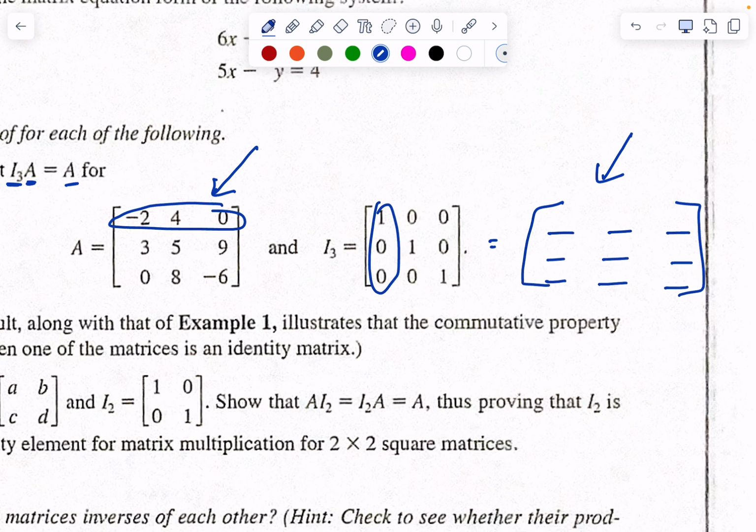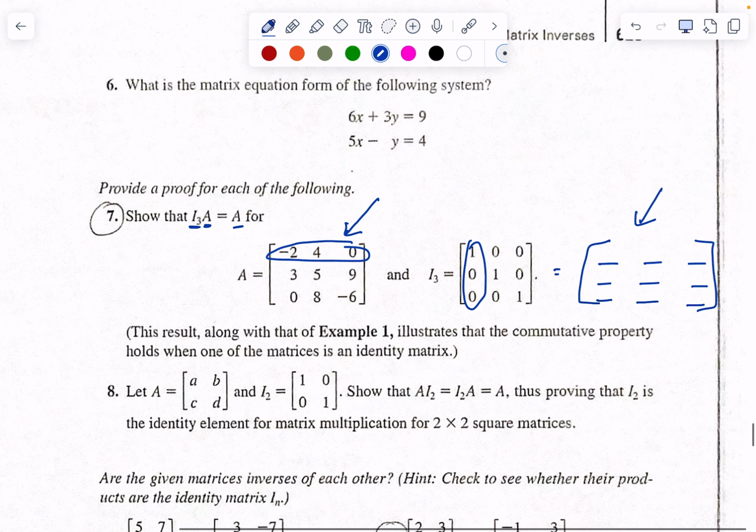Is this the last lesson? Yes. Okay. Wait, what are we supposed to do? On 7, you just multiply and show that this ends up being the same as what A was to start with. Oh, okay.